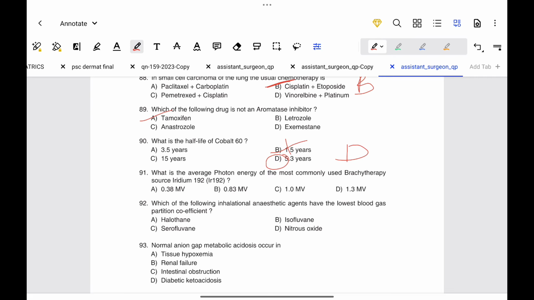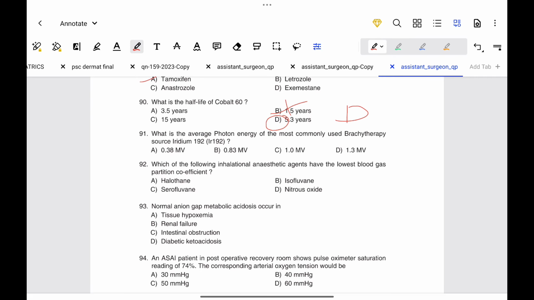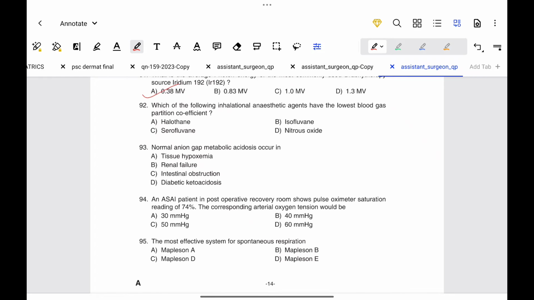What is the average photon energy of the most commonly used brachytherapy source? Iridium-192. It is option A, 0.38 MeV. Which of the following inhalational anesthetics has the lowest blood gas partition coefficient? The drug is option D, that is nitrous oxide. It has the lowest blood gas partition coefficient.